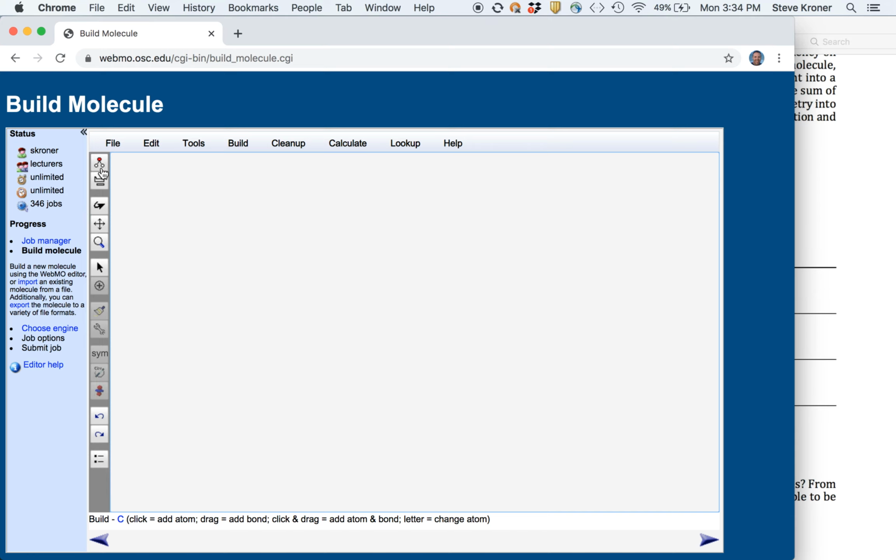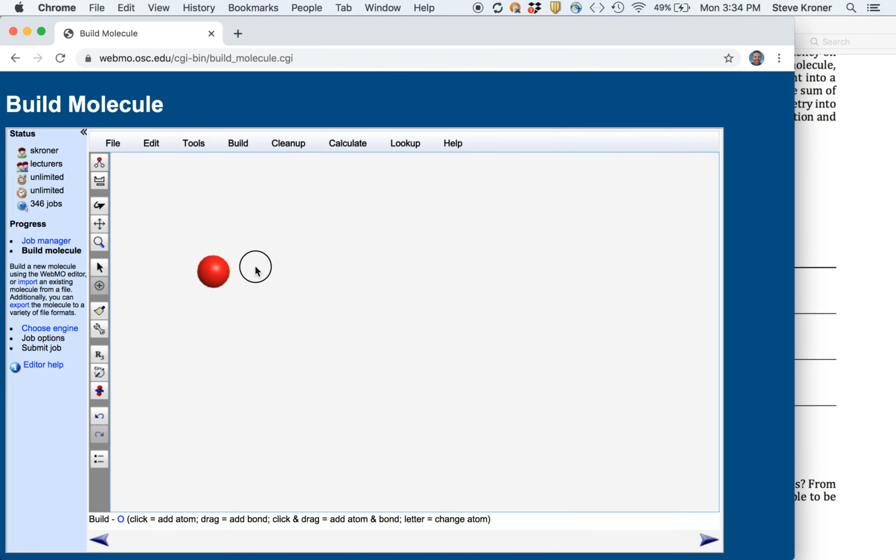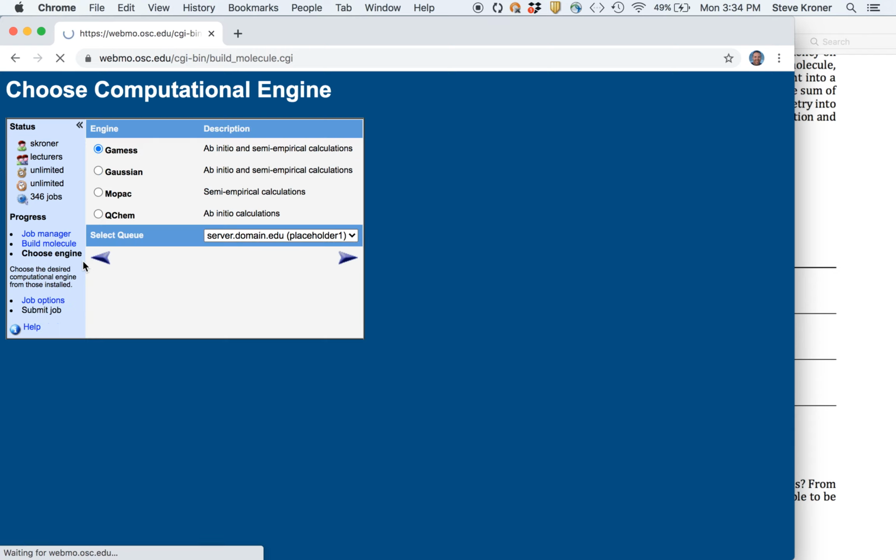So we go to our periodic table. Let's actually just create an atom. Clicking on the periodic table, go to O, click and drag again for the double bond, then the forward arrow. Remember, we're going to be using Gaussian as our engine for our calculations.